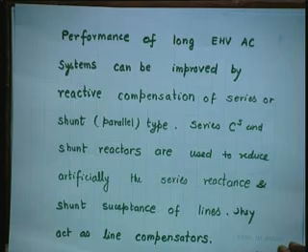Performance of long EHV AC systems can be improved by reactive compensation of series or shunt, that is parallel type. This we already talked about. Series capacitances and shunt reactors are used to artificially reduce the series reactance and shunt susceptance of the lines, and they act as line compensators.